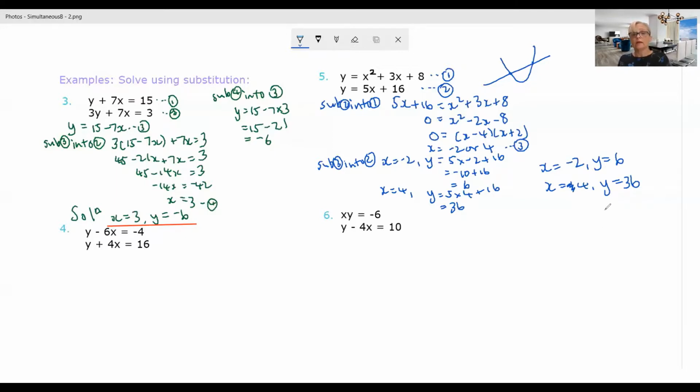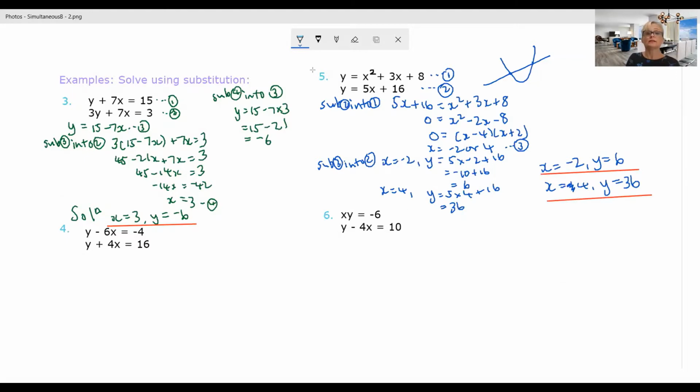Now we can check that that works. We want to check in our first equation because we've used our second equation to find those y values. When x is negative 2, y will be negative 2 squared, which is 4, minus 6, which is negative 2, plus 8, which is 6, so that's correct. When x is 4, x squared is 16, plus 3 times 4, so 16 plus 12 is 28, plus 8, yep, is 36. So both of those solutions are in fact correct. They check out okay. So that's one of our solutions and that's our other solution.